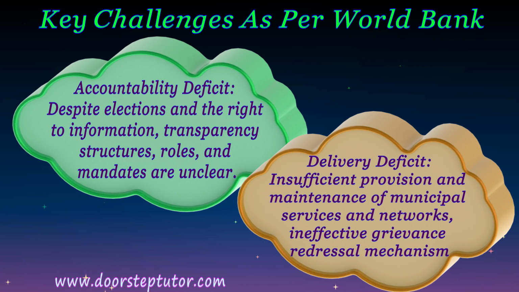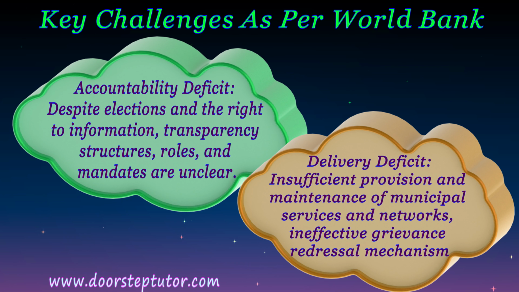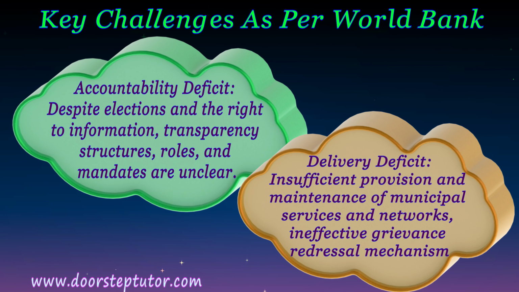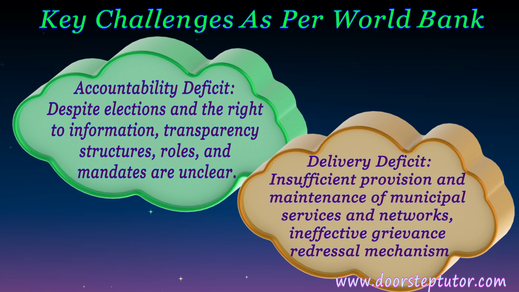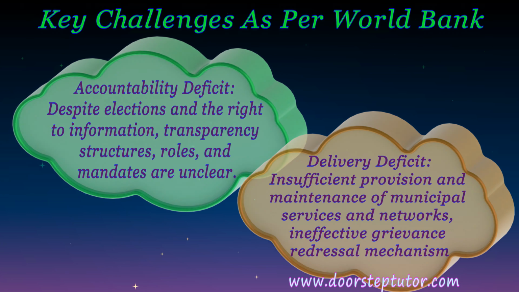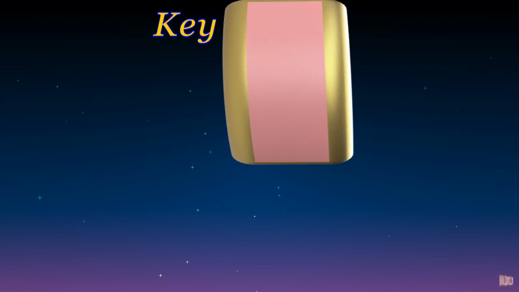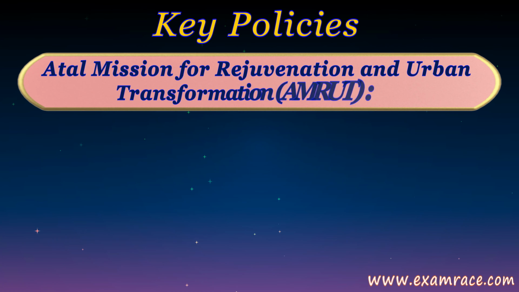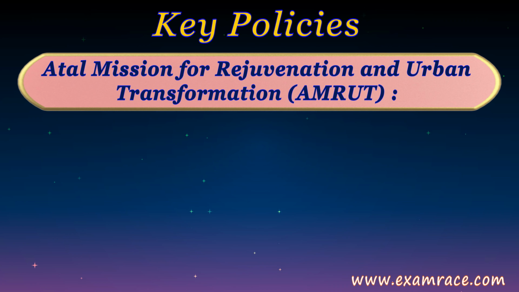Second is the ineffective grievance redressal mechanism because of empowerment deficit, unclear accountability, and the resource deficit. Resource deficit can also be in terms of lack of manpower. It affects the quality of grievance redressal, as well as leading to delay in redressal of grievances. So these are the 4 key challenges to urbanization in India. Now let us look at a few policies like the Atal Mission for Rejuvenation and Urban Transformation. This policy is known as AMRUT.